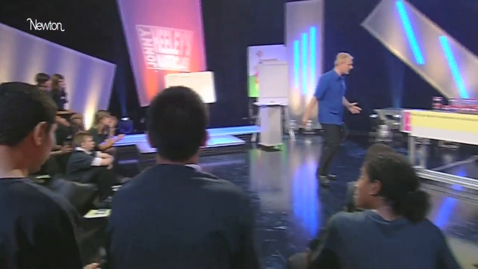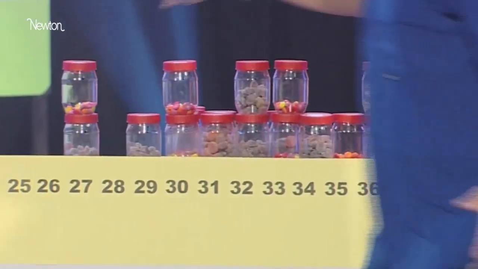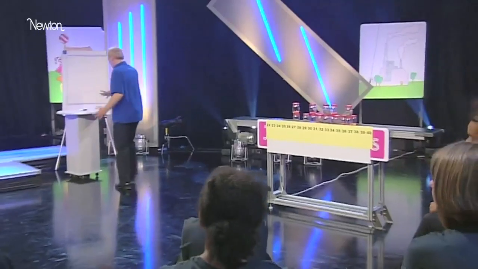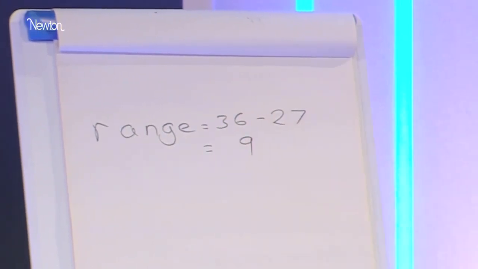So actually, looking at the range here, we've got 36 as the highest number. We've got 27 as our lowest number. What's the range? 9? Just make a note of that. The range, 36 minus 27, which equals 9. Quite a small range.